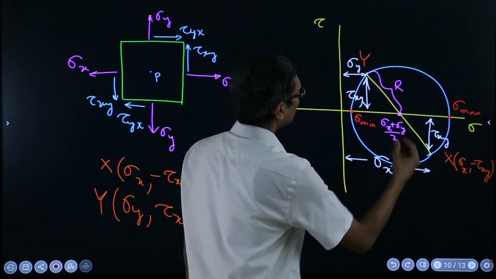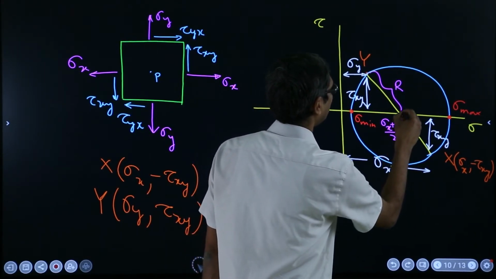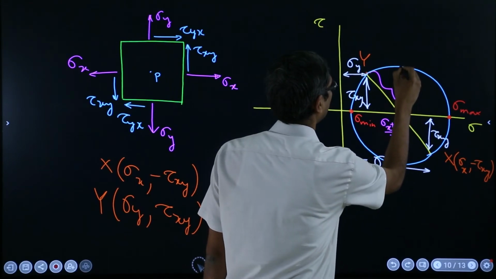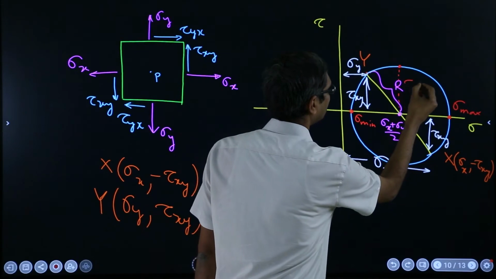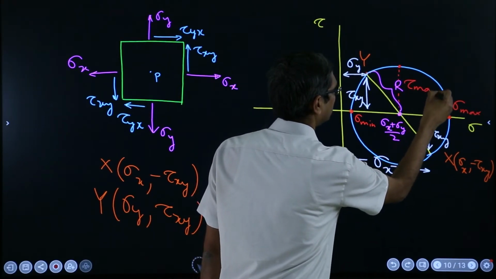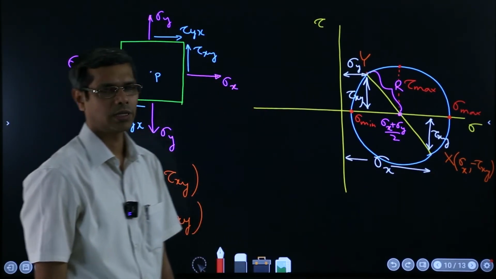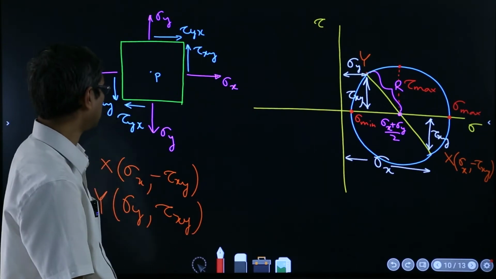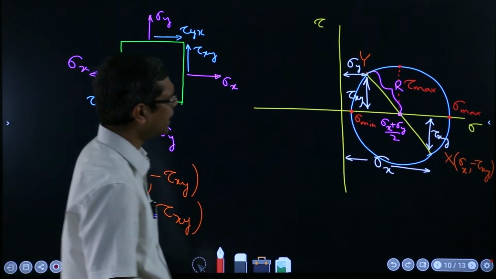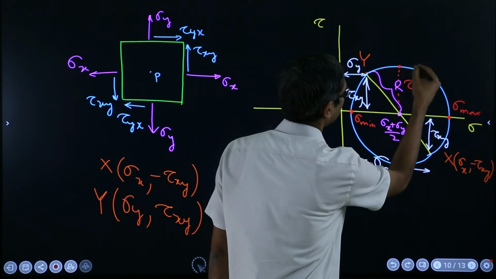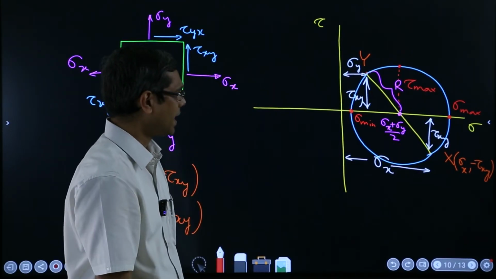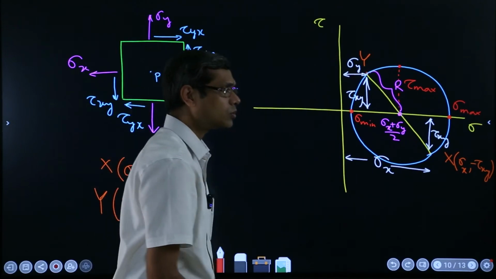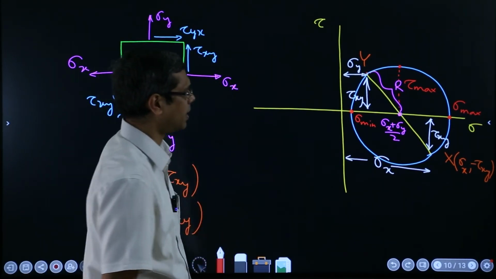Then what? The maximum shear stress. If I draw a perpendicular here, it will reach the topmost point, and that is my maximum shear stress which can occur in this condition. And that is the plane on which the maximum shear stress is occurring. Now the point is how to know on what plane they are occurring.